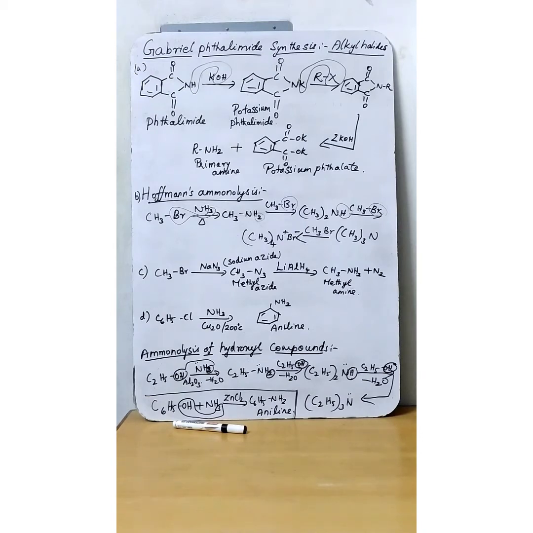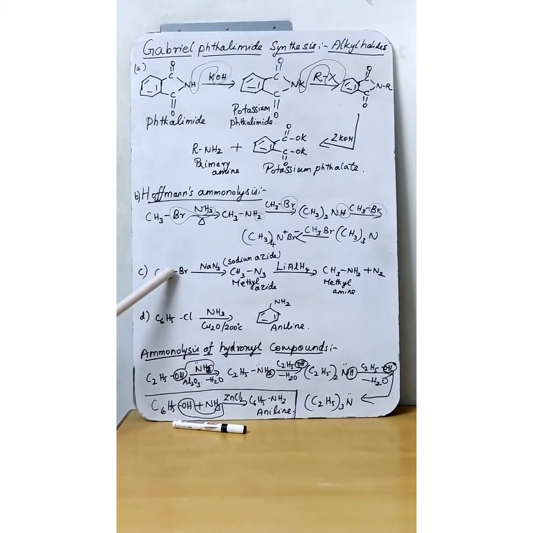Again, a tertiary amine combined with another molecule of alkyl halide like methyl bromide will finally give a salt-like product, that is nothing but a quaternary ammonium salt. The next one is from alkyl halide combined with sodium azide. Sodium azide, Na and azide means N3, so NaN3 is the formula for sodium azide.